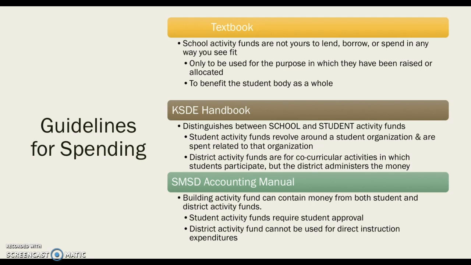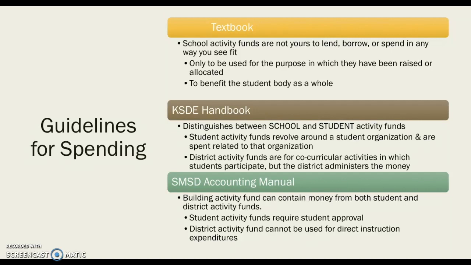The KSDE handbook distinguishes between school and student activity funds. Student activity funds revolve around a student organization and are spent related to that organization. For example, if student council raises the money, student council spends the money. District activity funds are for co-curricular activities in which students participate, but the district administers the money, such as after-school clubs like Mad Science.